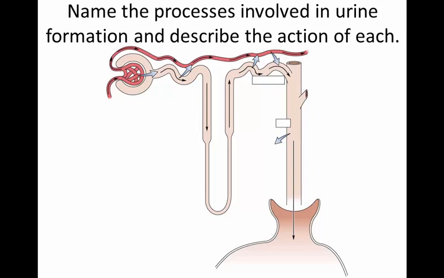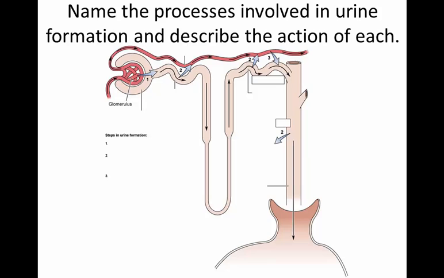So let's name the process involved in the actual urine formation and describe the action of each. There are actually 3 steps in the process of urine formation. We're going to take a look at each of those one at a time, but now that we have a slightly larger picture here, let's again reiterate the portions of the nephron.